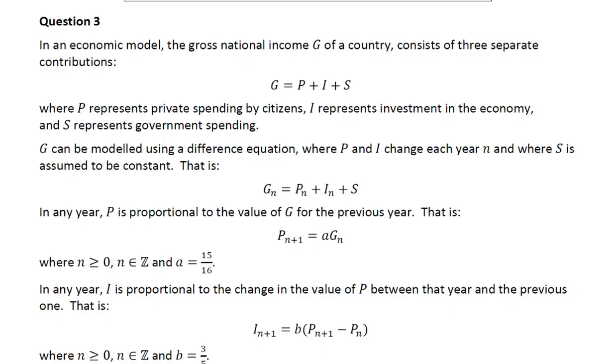So it says in an economic model, blah blah blah, G equals P plus I plus S. Again, we don't care what the context is. We just have G equals P plus I plus S, even though it is a lovely story. Well done, SEC. P represents private spending, I is investment, and S is government spending. Cool. I think there's a touch of anti-capitalist rebellion coming on here in a little bit. But anyway, G can be modelled using a difference equation, where P and I change each year, and where S is assumed to be constant. So S is a constant.